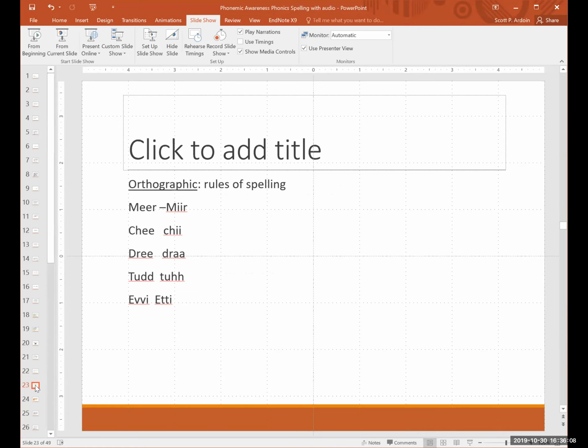So we have orthographic awareness also, which is basically just sort of rules of spelling. So these are just some examples. We could again test kids' orthographic awareness by giving them these sort of things and seeing how good they are at differentiating what are common spellings and what are not common spellings.